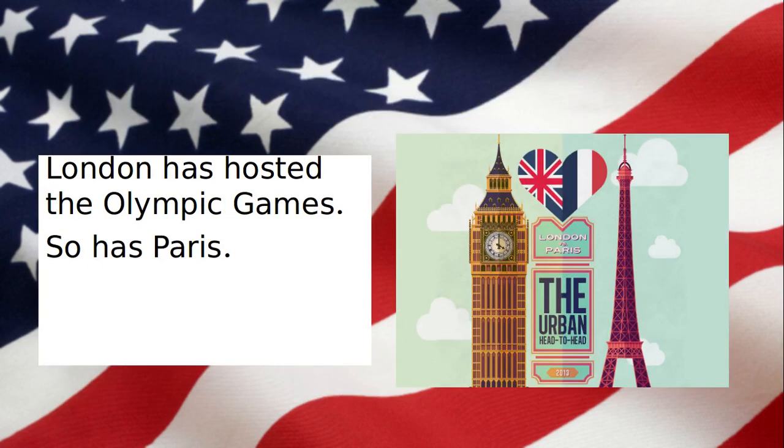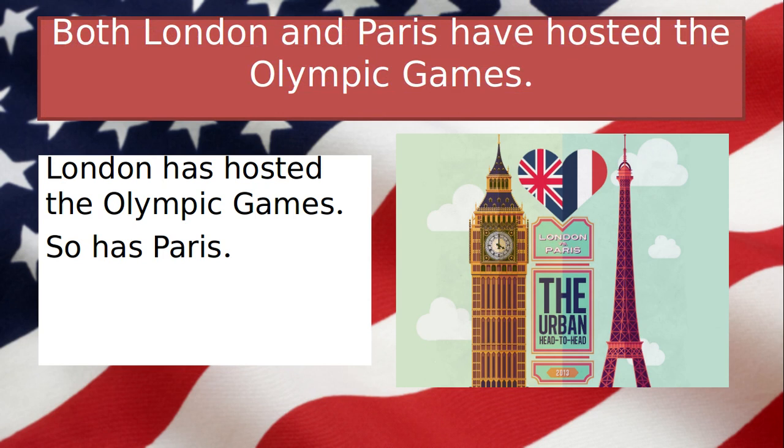Another example, London has hosted the Olympic Games, so has Paris. Try to think of a phrase that starts with both and. Okay, so the answer is both London and Paris have hosted the Olympic Games. Again, we have to conjugate the verb in the plural form.